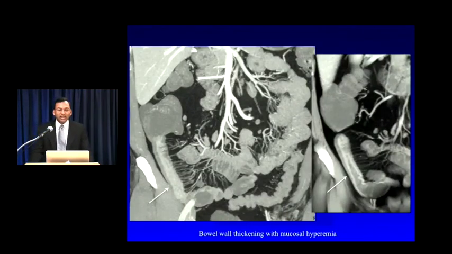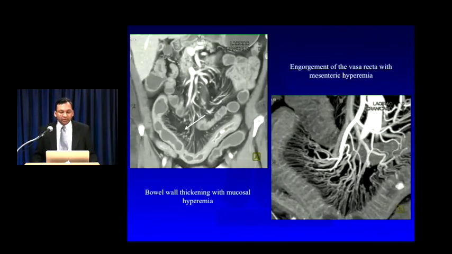Here's a great example of that classic distribution, classic appearance of Crohn's disease. Notice the profoundly thickened terminal ileum, massive engorgement of the vasa recta, classic active Crohn's-related inflammation. Here's another example. This patient probably has 30 centimeters of their ileum that looks thickened and inflamed. Clearly, those engorged mesenteric vessels that are so nicely illustrated on the 3D formats suggest that this is active inflammation.